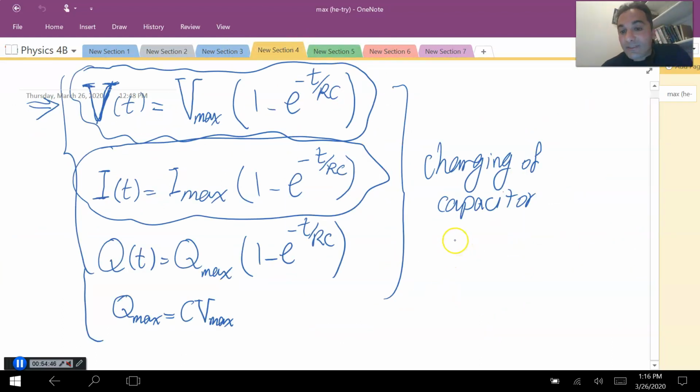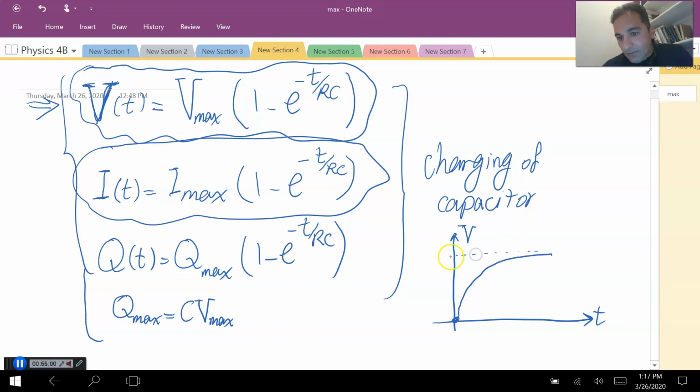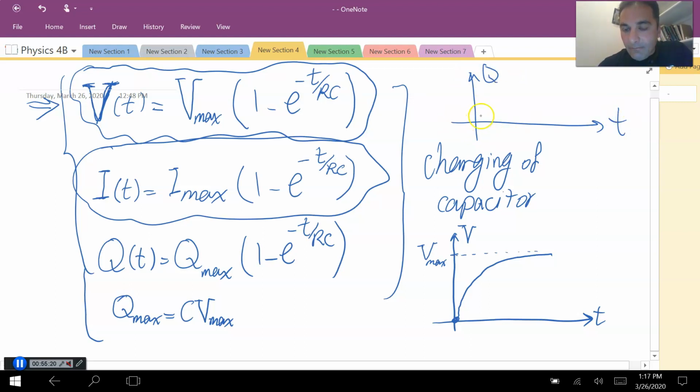Charging of a capacitor, this is your graph. Pay attention. Voltage versus time. It starts from zero, then charges, and it reaches what? Maximum. This also will never be exactly maximum, but it's almost the same as the voltage of the battery. Even for Q versus time, we have the same thing. So this is Q max.